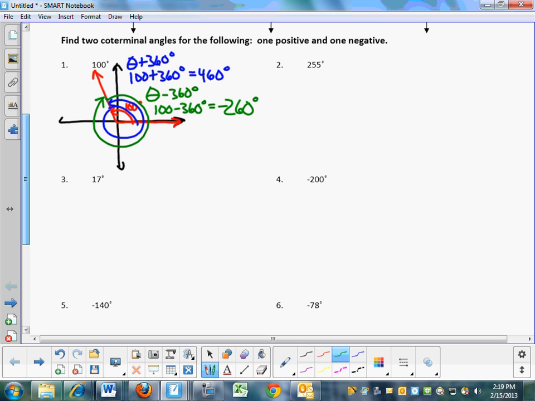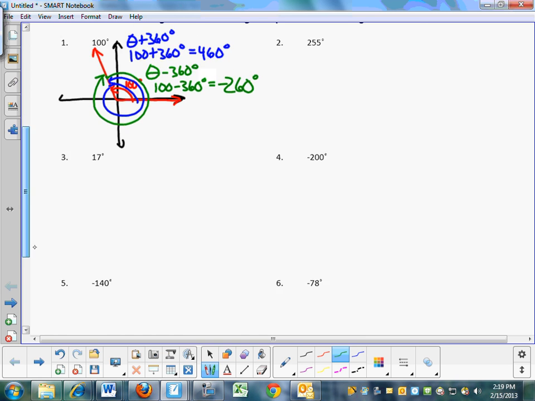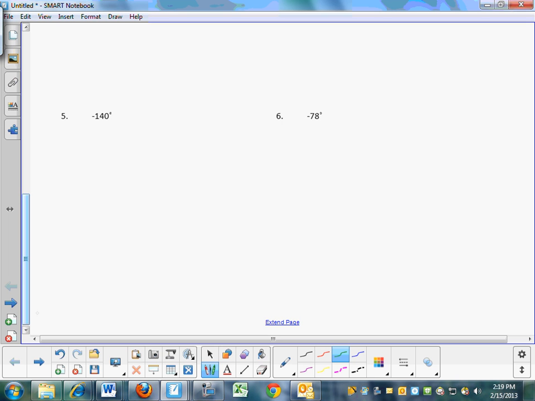Let's do a couple more. Let's try a negative one. How about negative 78? Which quadrant does negative 78 put me in? The fourth. Fourth quadrant.